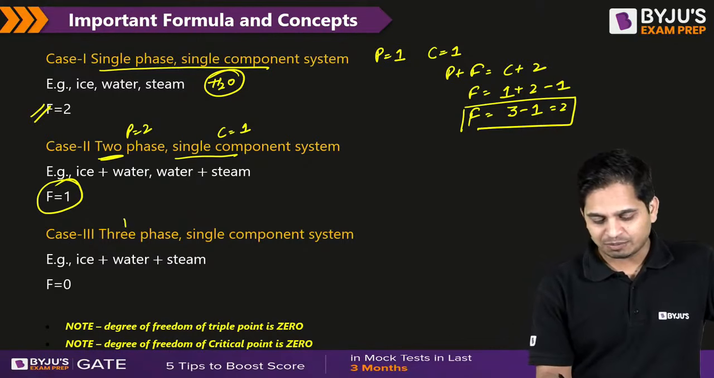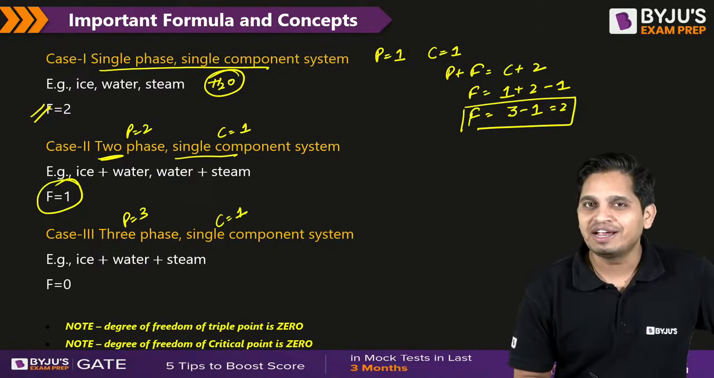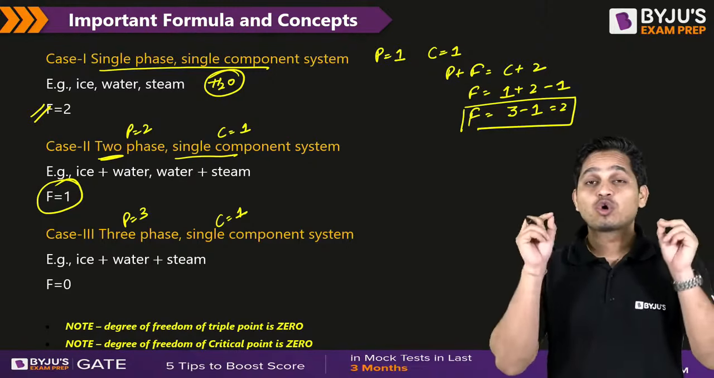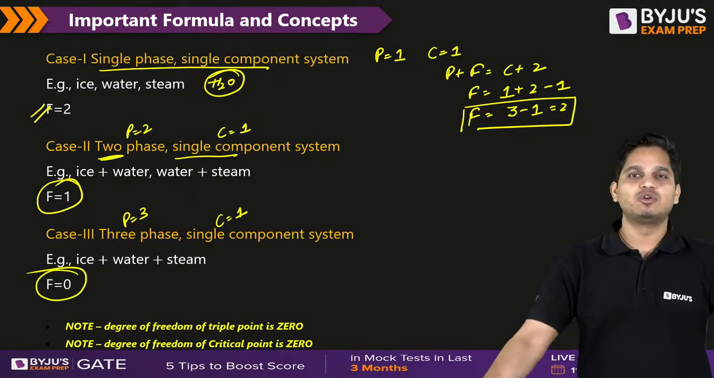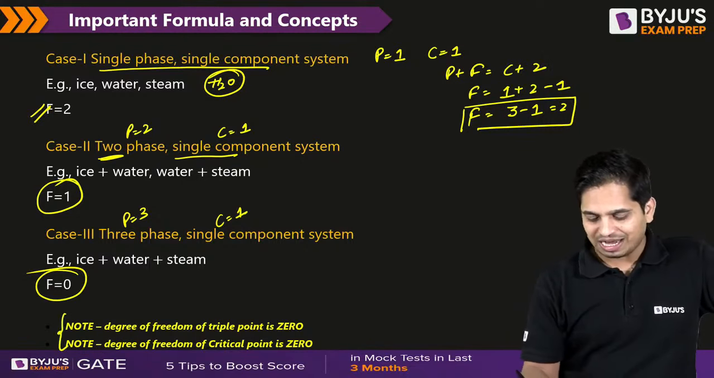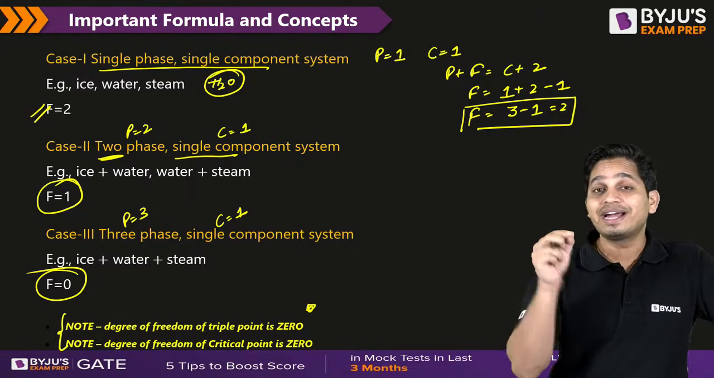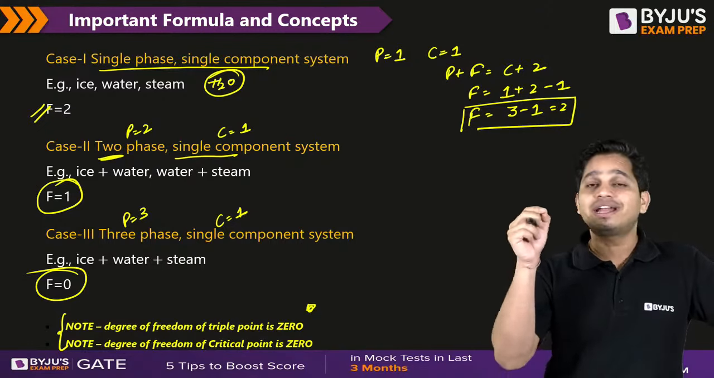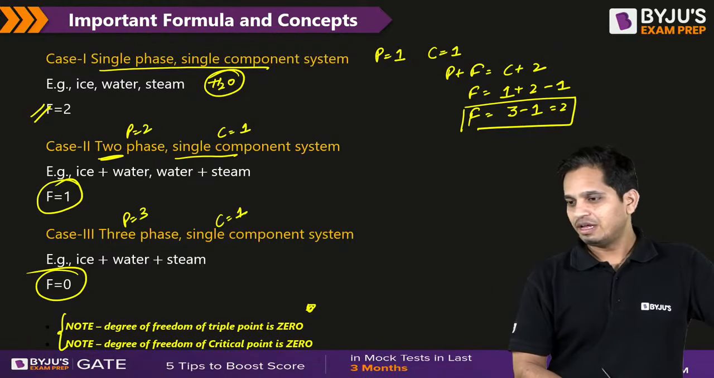Okay, chalo. 3 phases, P equals 3 and component is 1. Phase 3, component 1. What is this? Triple point, where all the 3 phases coexist, and degree of freedom is 0. Okay, so very important conclusions: degree of freedom at triple point is 0. Degree of freedom at critical point is also 0. Do not get confused. At triple point and at critical point, degree of freedom is 0. Okay, let's move on.